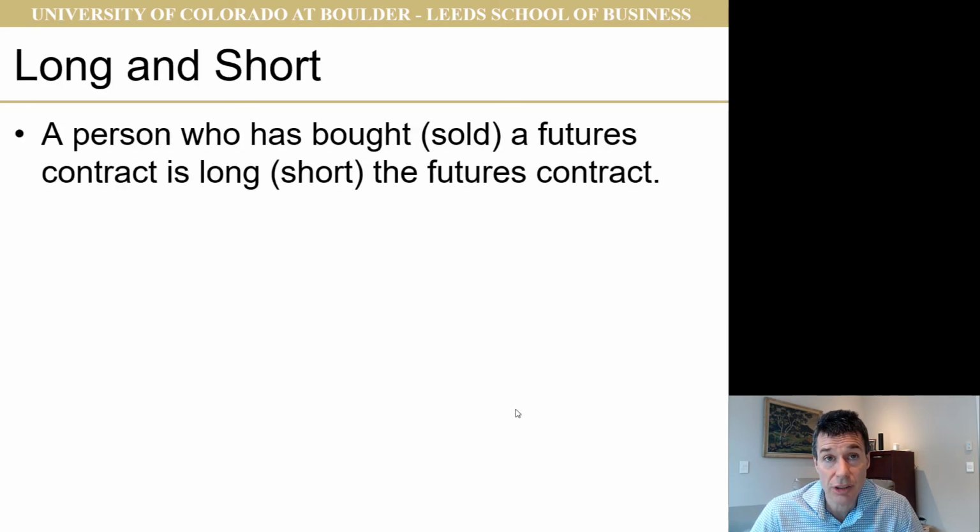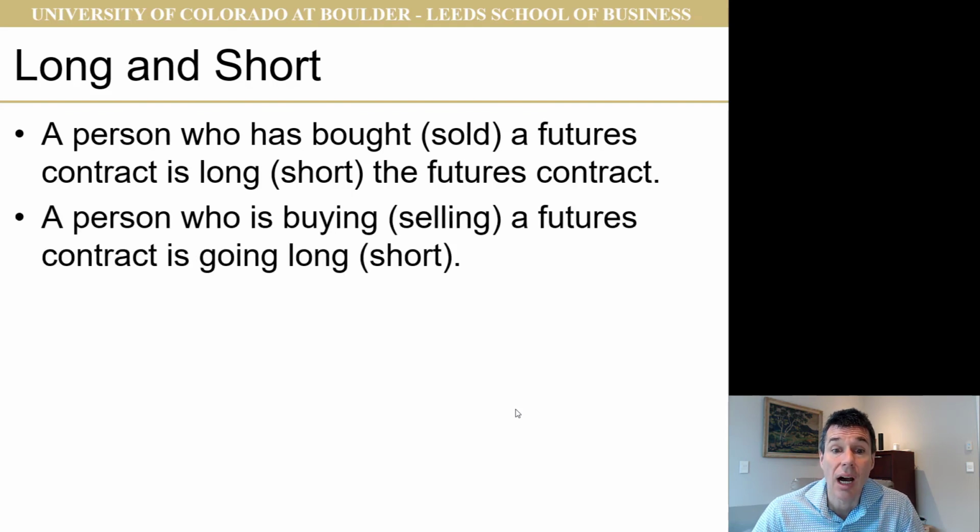Okay, longs and shorts. And this is true for forwards as well. A person who has bought a futures contract is known as being long the futures contract. If I've sold the futures contract, I'm short. A person who is buying a futures contract is going long. A person who's selling is going short. I will use long and short all the time and not think about that I'm buying and selling. I just think about myself going long or short.